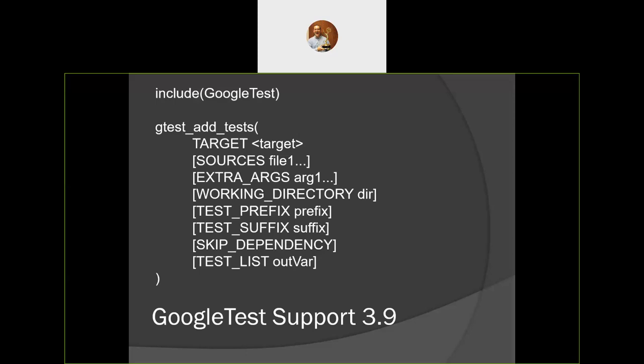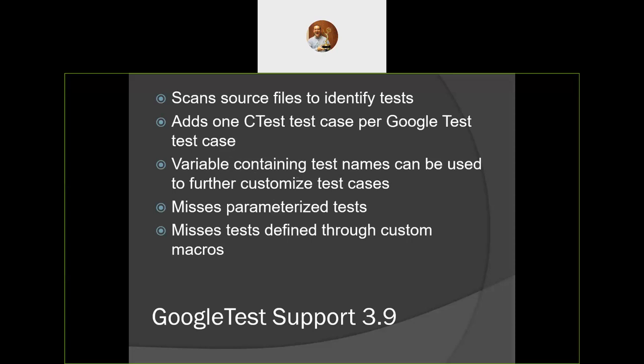Now, that's pretty convenient. However, it means every time your source files change, it reruns this grep. And if you have a large set of tests, then rerunning this grep every time those source files change can be annoying to your build. So, as I said, this scans all your source files to identify the tests, adds one CTest test case for every Google test case, and you can get a variable name that will have all the test cases that were added in CTest. Unfortunately, it misses parameterized tests.